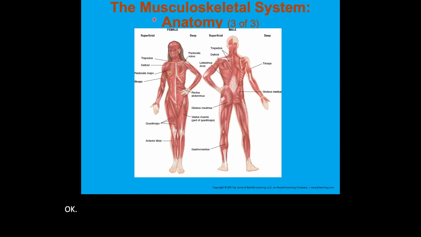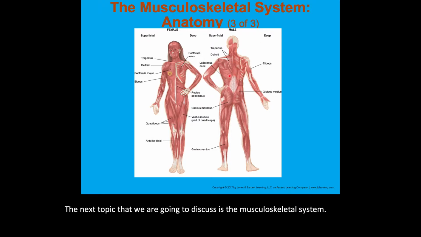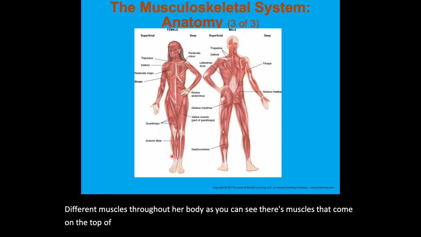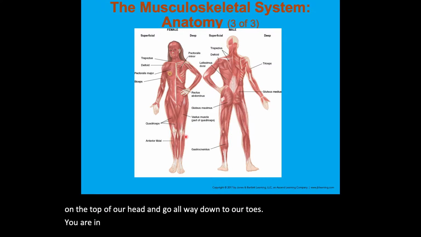The next topic that we are going to discuss is the musculoskeletal system. There are approximately 600 different muscles throughout our body. As you can see, there are muscles that come on the top of our head and go all the way down to our toes. You are in no way responsible for knowing the names of each individual muscle.